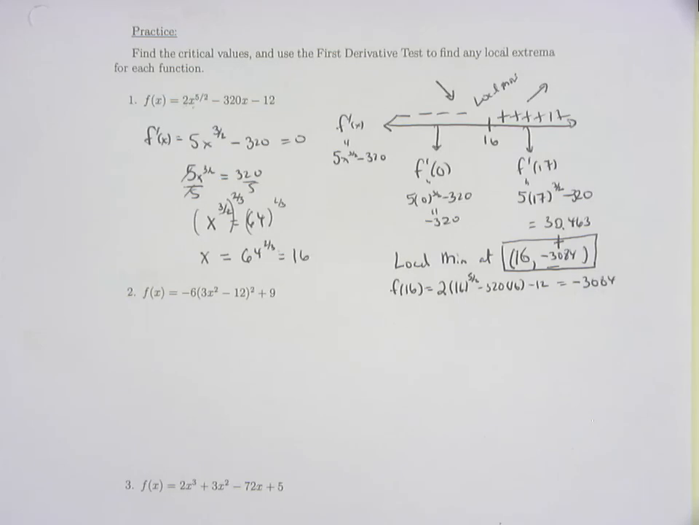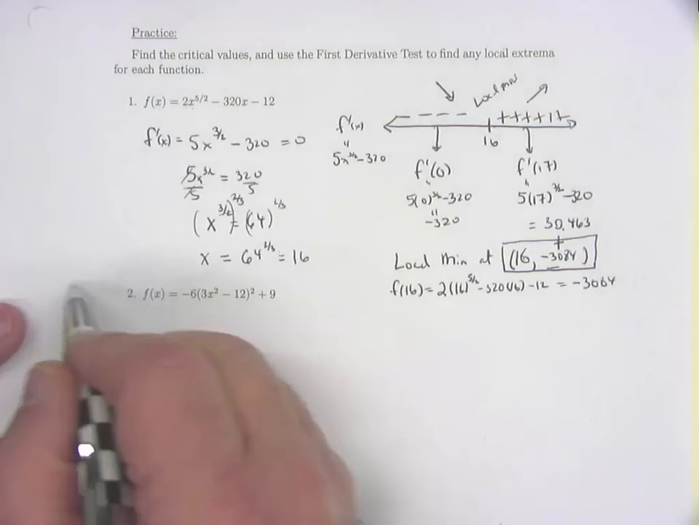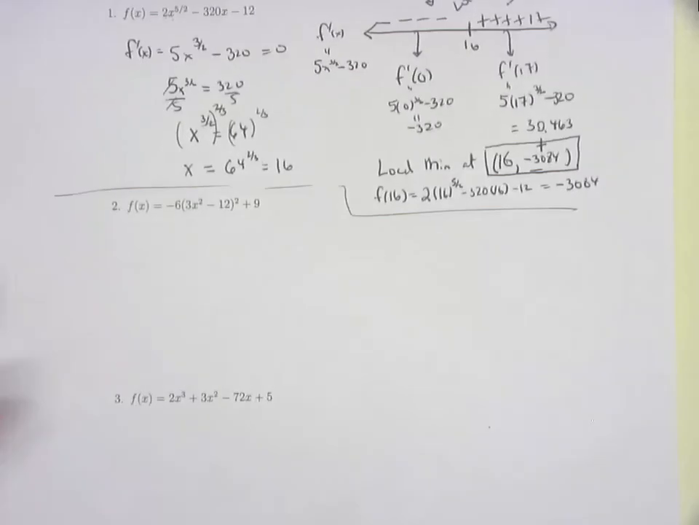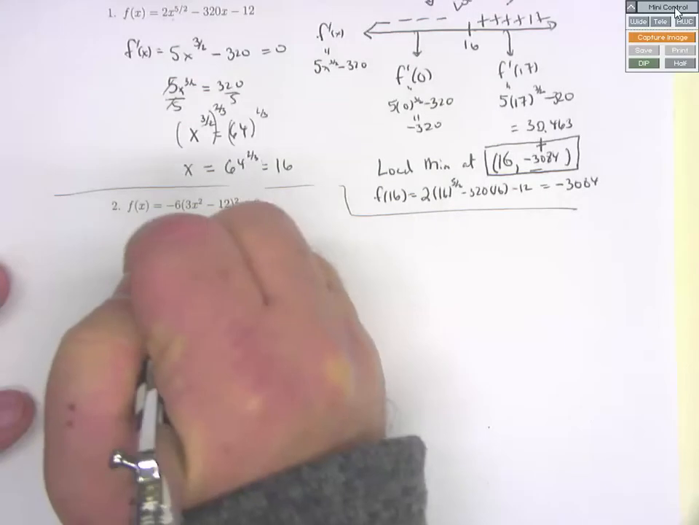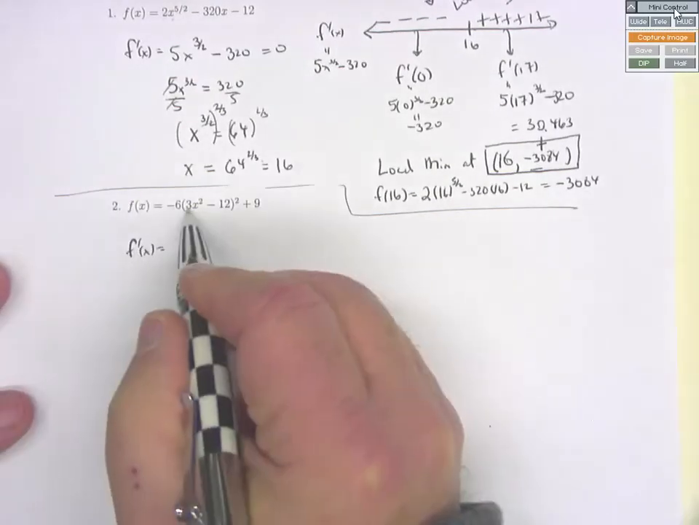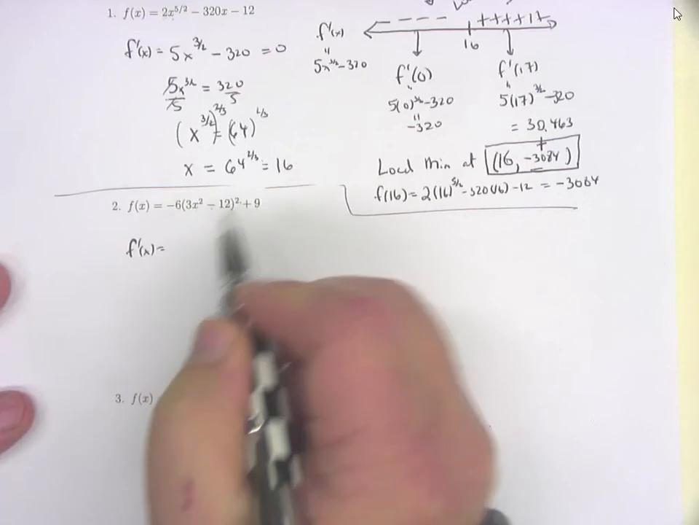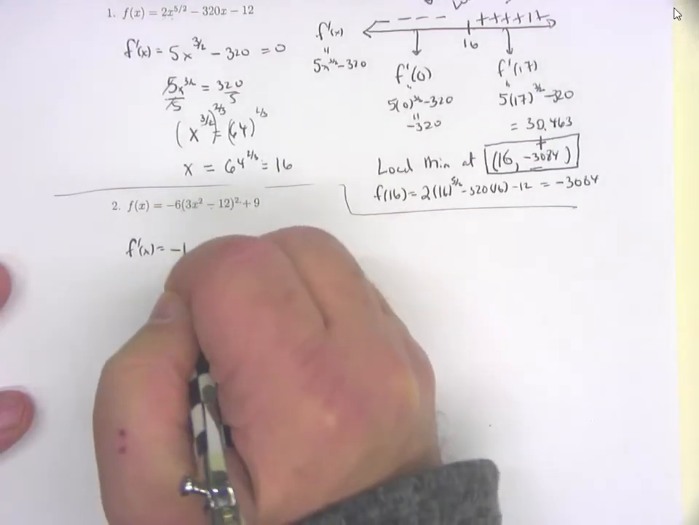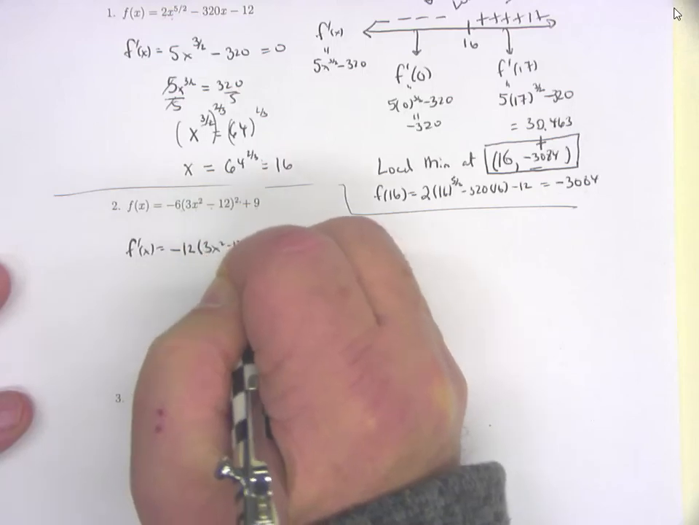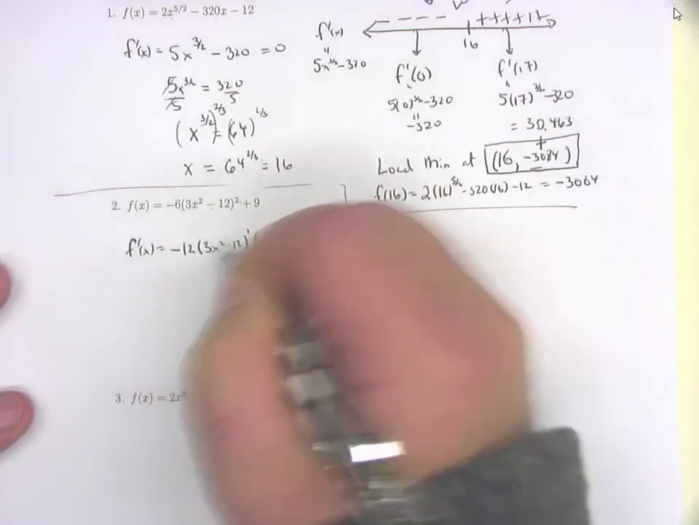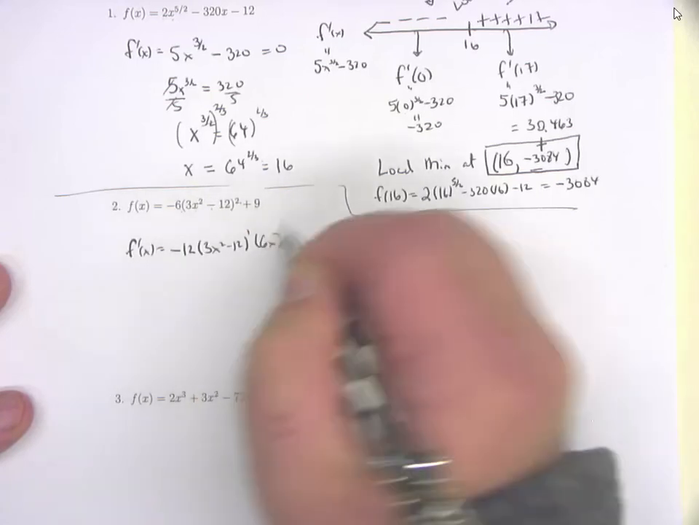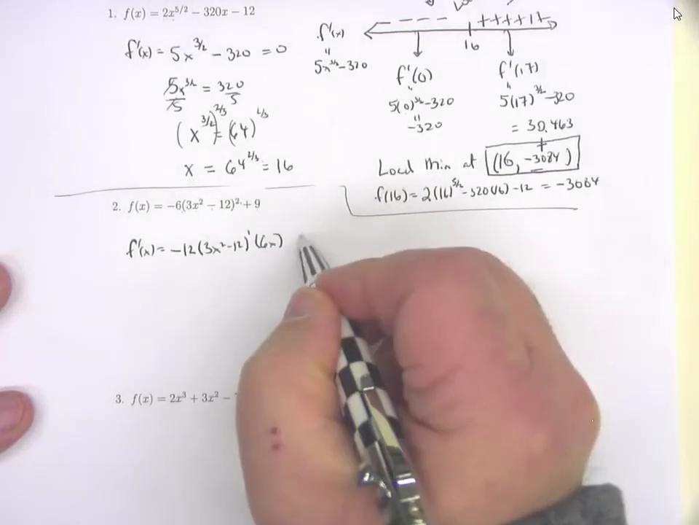Take a look at the next dot. One more. Here we go. Take derivative of this guy. What rule would you use to take derivative of this thing? Negative 6 times 3x squared minus 12 squared plus 9. Chain rule. 2 times a negative 6 is a negative 12. 3x squared minus 12 raised to the first power times the derivative of the inside. Derivative of 3x squared is 6x, and plus derivative of 9 is plus 0 there.